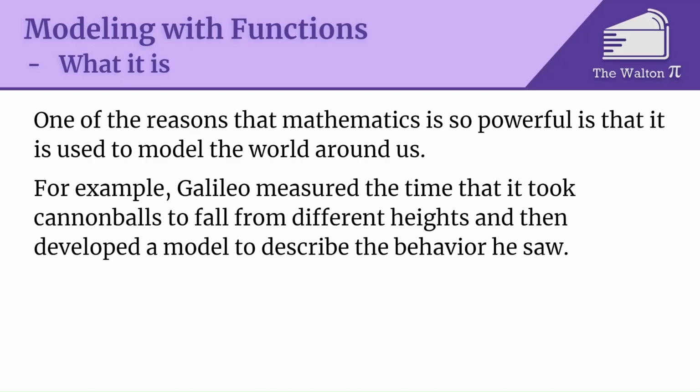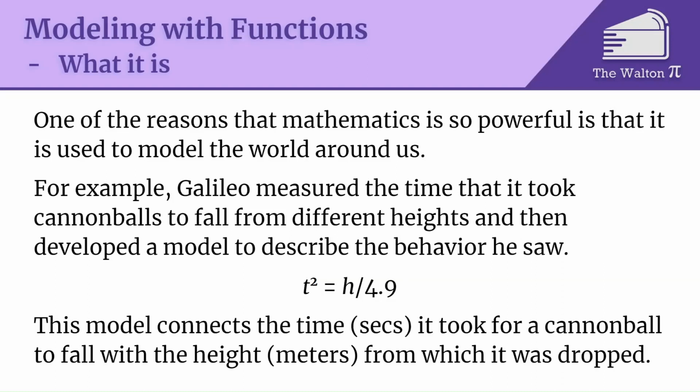For example, Galileo measured the time that it took a bunch of different cannonballs to fall from various heights, and then he developed a model to describe the behavior he saw. He discovered that the time that it took for the cannonballs to fall, which we're going to call t, and the height that he dropped it from, h, are related by t squared is h divided by 4.9. This is just a model of the real world.